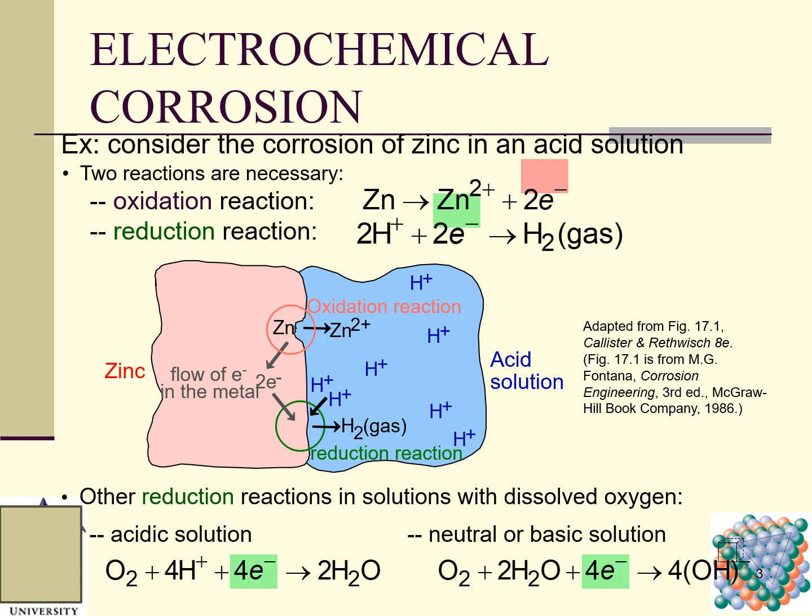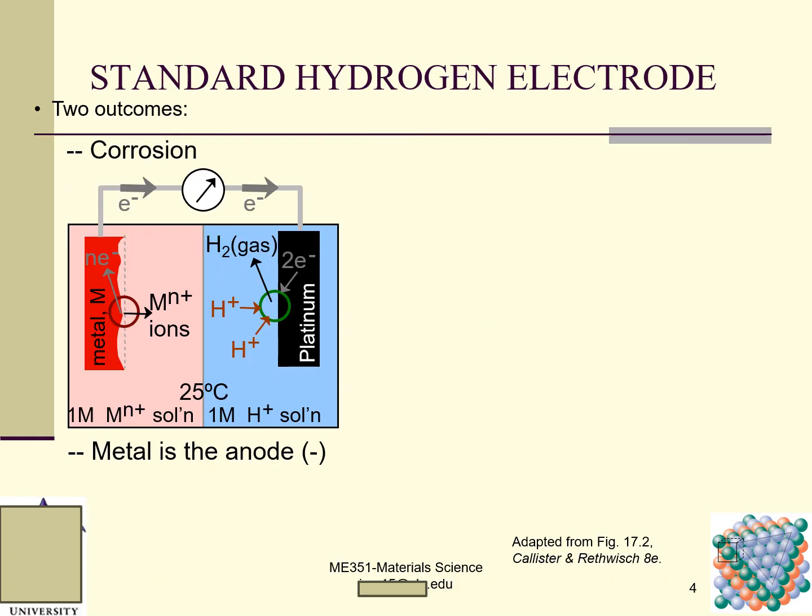Also, in neutral or basic solution, oxygen plus water plus 4 free electrons gives 4OH minus. So this is the base, OH minus. And so, the standard hydrogen electrode and two outcomes. This is corrosion. The dotted line means the corrosion here.